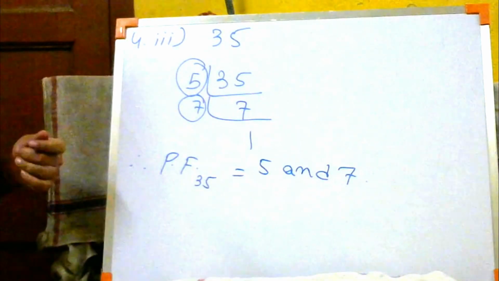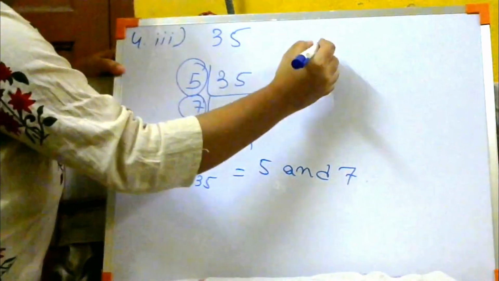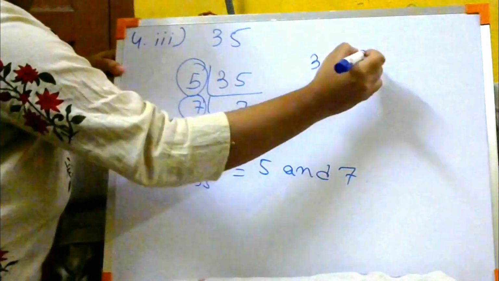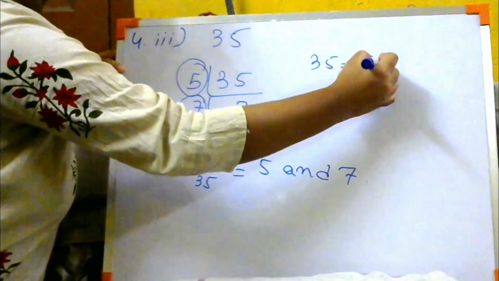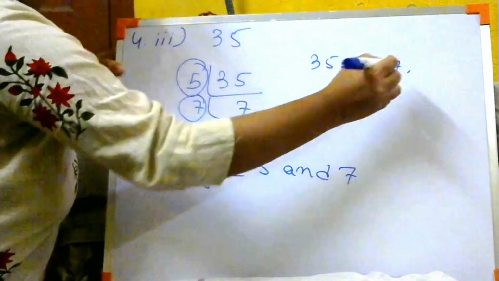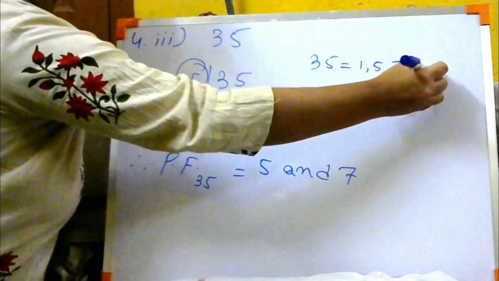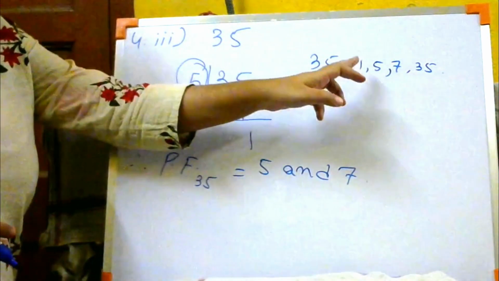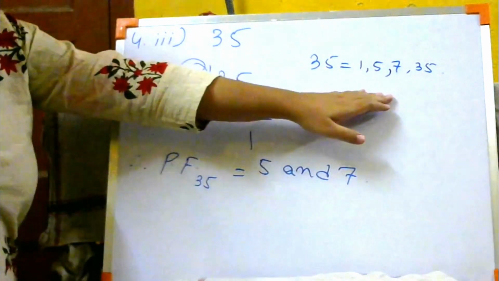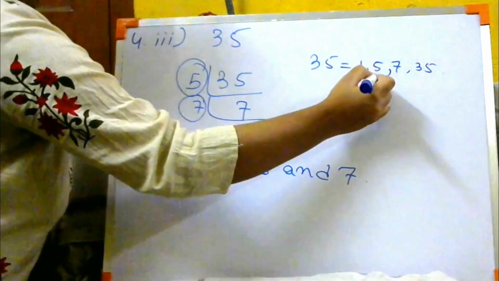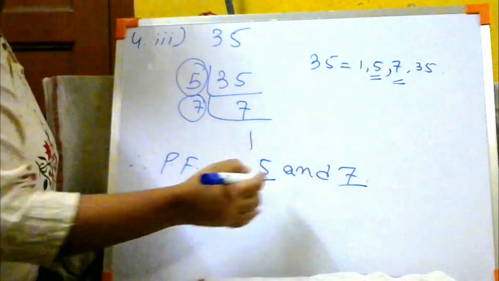Or you can do it in a different way also. The way I was teaching first, at the very beginning of the video, I taught it like this, that 35's factors are 1, then we have 5, then we will have 7, then we are going to have 35 itself, isn't it? So these are the factors of 35: 1, 5, 7, 35. But over here to find the prime factors, which are the prime factors? Which are 5 and 7. So similarly over here also we are finding the same 5 and 7, isn't it?